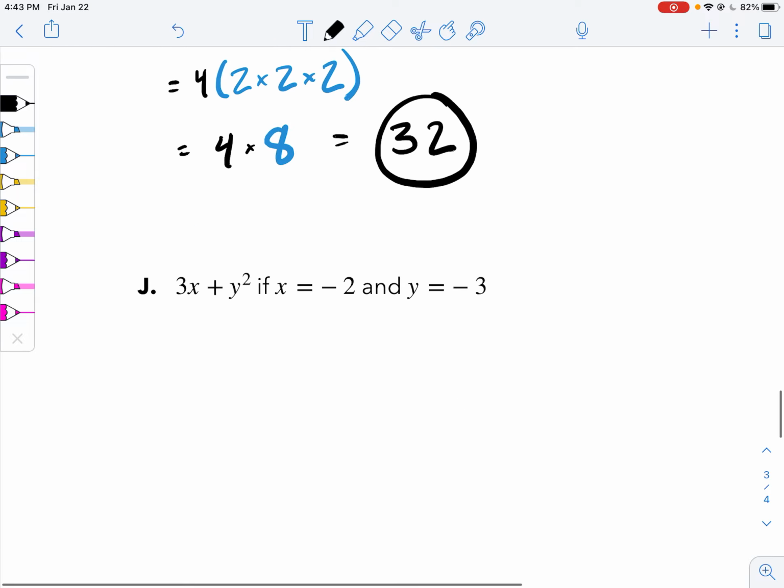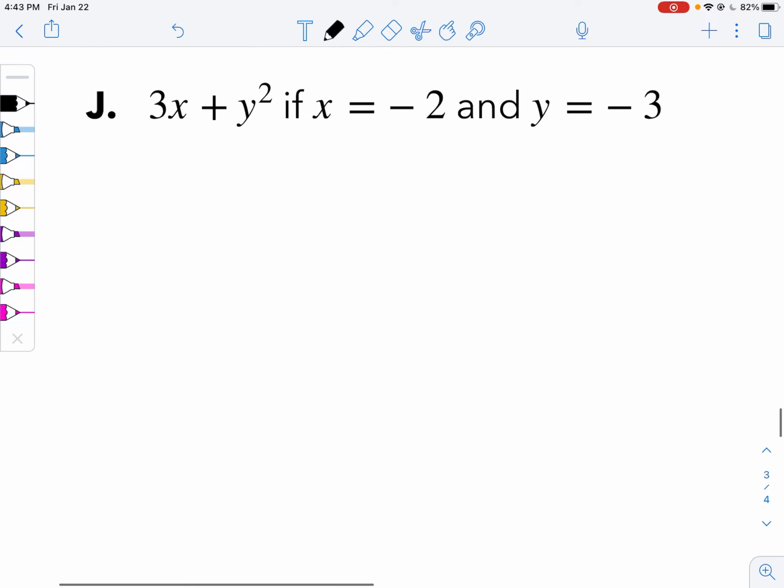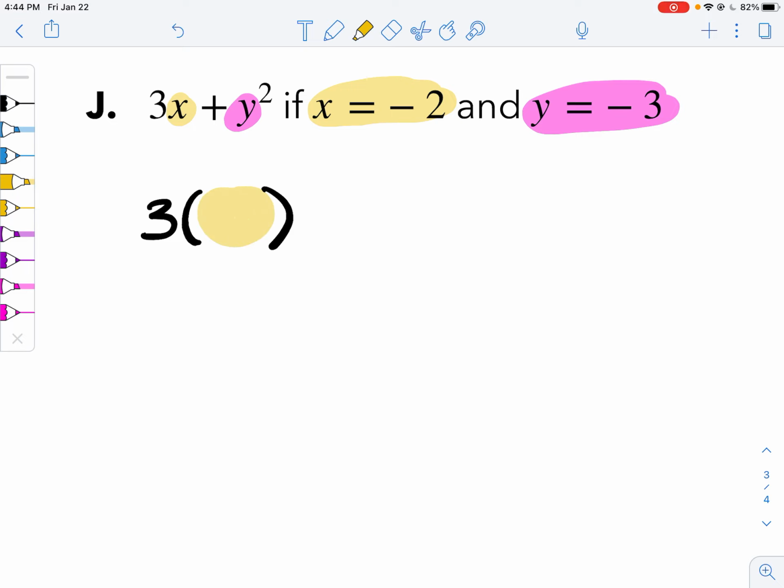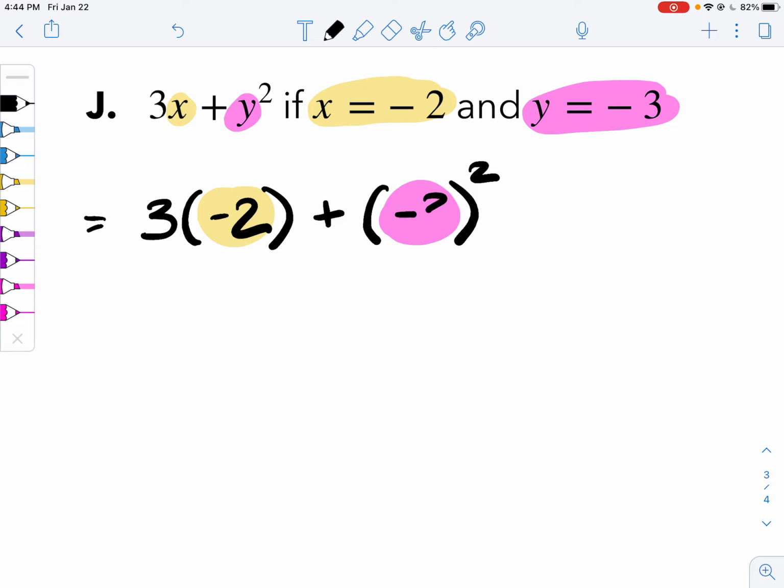Sweetums. Okay, now let's look at this guy. Except this guy has 2 things going on. He's got an X and he's got a Y. So let's plug them both in. We've got our Y here. We've got our X here. So we'll have 3 times whatever X is plus whatever Y is squared. So let's plug that in. X is -2. Y is -3.